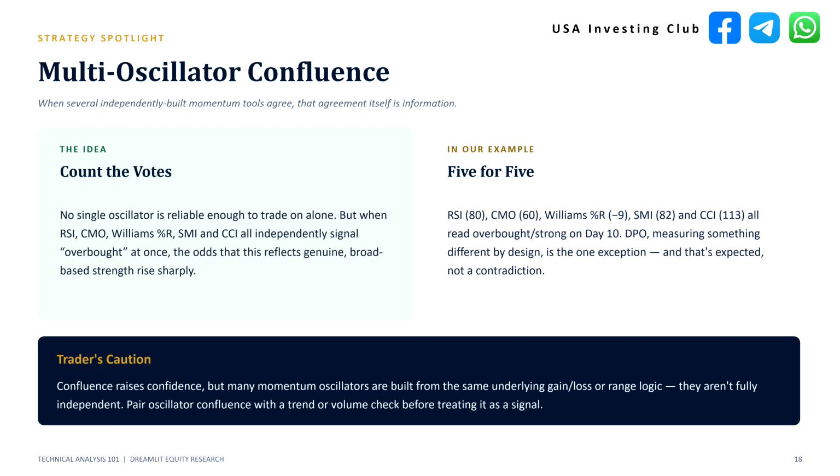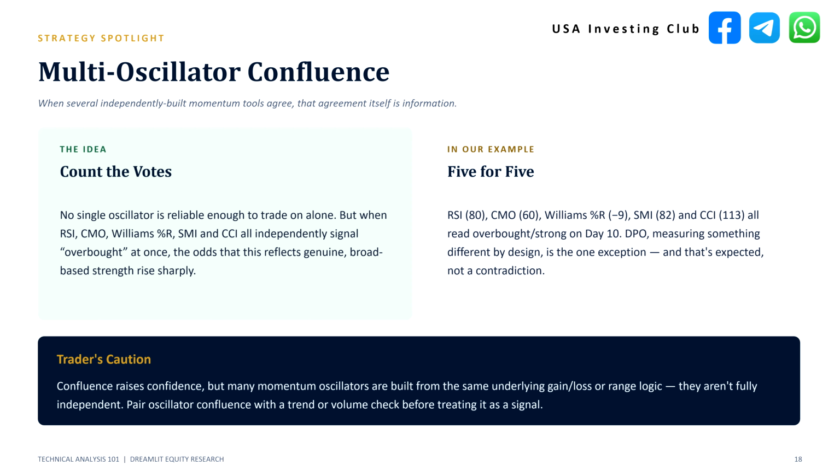In our day 10 example, RSI at 80, CMO at 60, Williams percent R at -9, SMI at 82, and CCI at 113 all read overbought or strong at once. 5 for 5. DPO, measuring something different by design, is the one exception, and that's expected, not a contradiction, exactly the point the comparison table just made. Here's the trader's caution, and it matters. Confluence raises confidence, but many of these momentum oscillators are built from the same underlying gain-loss or range logic.